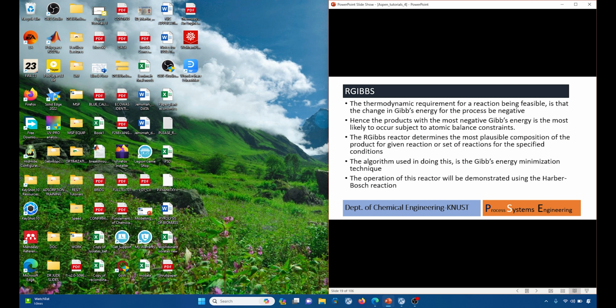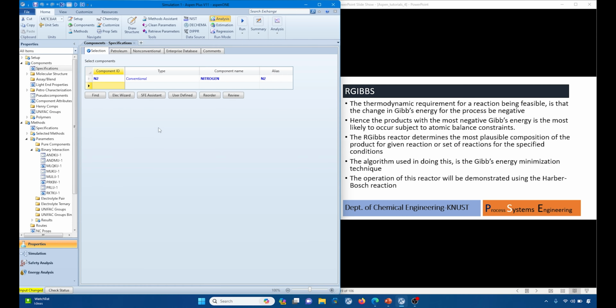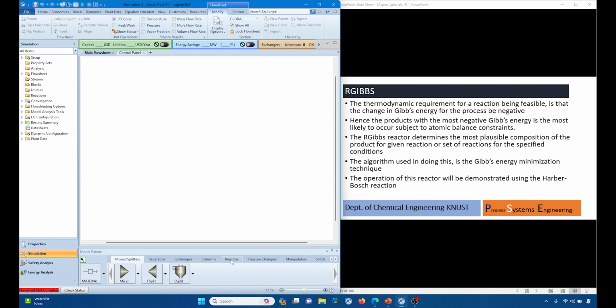So let's talk about the equilibrium reactors, and we are going to look at RGibbs. In Aspen Plus, there are two of these, for the non-kinetic reactors, two of them that are equilibrium based. The RGibbs reactor and REquil. It's a reverse equilibrium reactor.